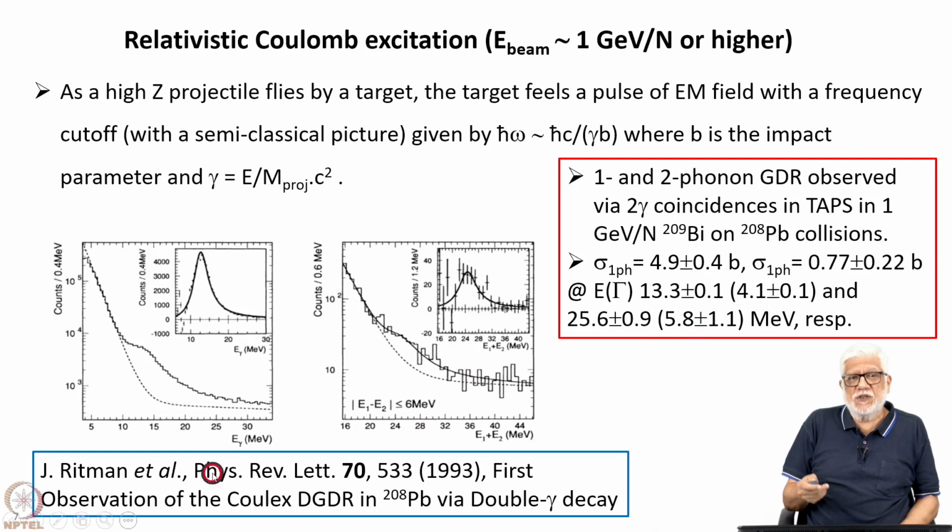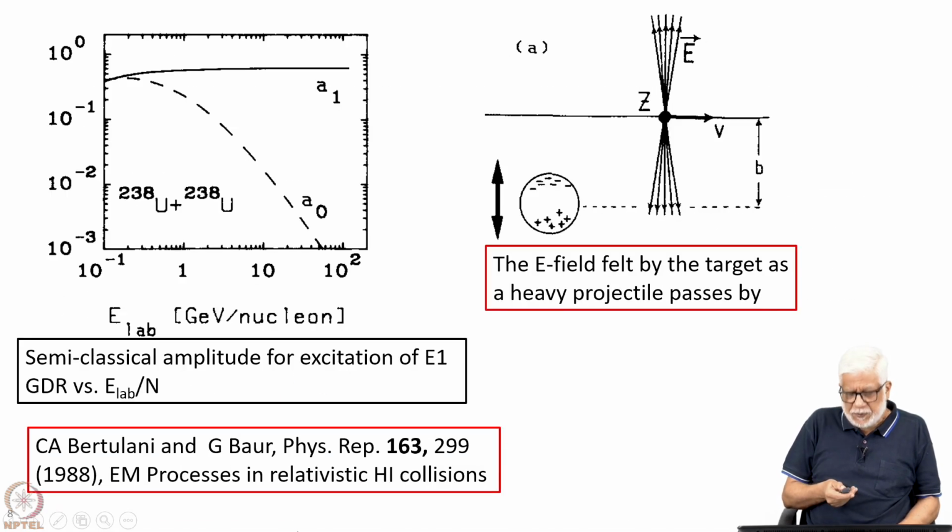Relativistic Coulomb excitation, of course, is a very powerful technique to study very high lying excitations. The picture is the following, taken from this review article, Physics Reports, actually the thesis of Bertolani. This is the semi-classical amplitude for exciting the E1 giant dipole versus E lab, the energy per nucleon. As you can see, at 1 GeV per nucleon, it is already close to saturation, of the order of about 0.6 or so.